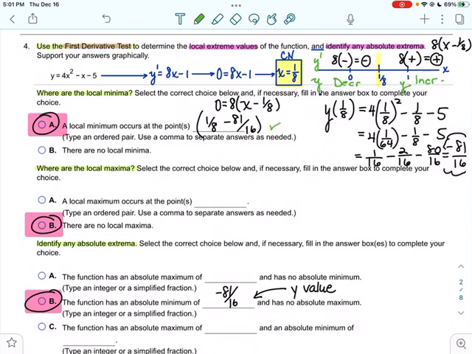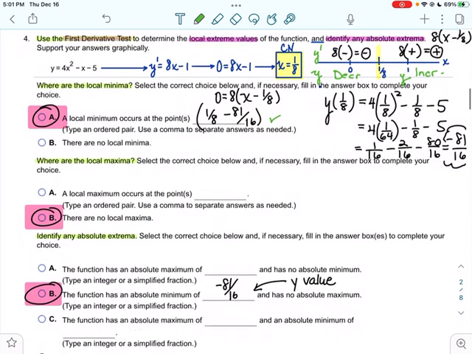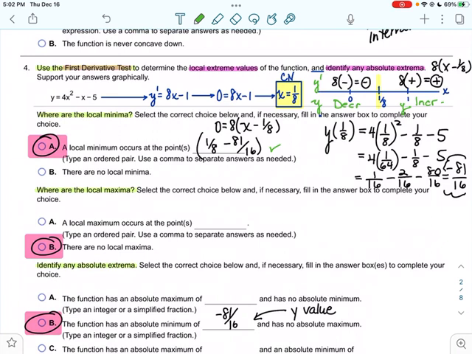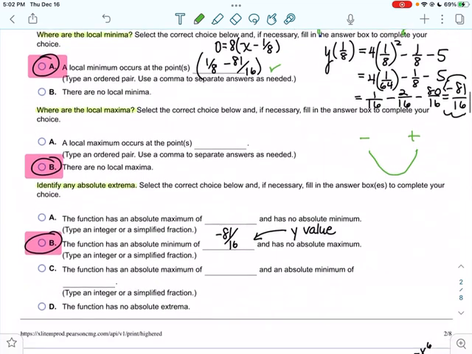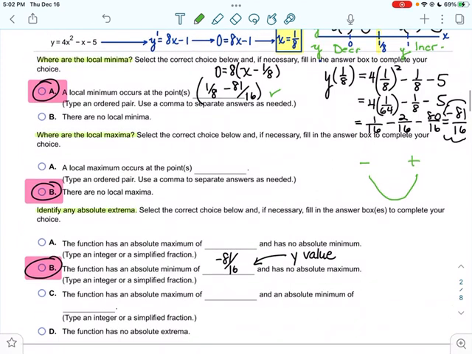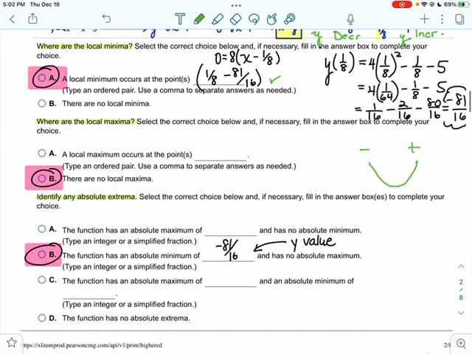Okay, there's the arithmetic that goes along with that. Kind of good to practice a little bit of that if you're out of the habit of doing that. Where's the local maxima? There are no local maxima. And you can see on the number line that the slope is negative and then goes to positive, so the only way this is going to behave is like that. All right, then it says identify any absolute extrema. So the local is the absolute here. It has an absolute minimum of negative 81/16 and has no absolute maximum. Okay, so there's number 4.